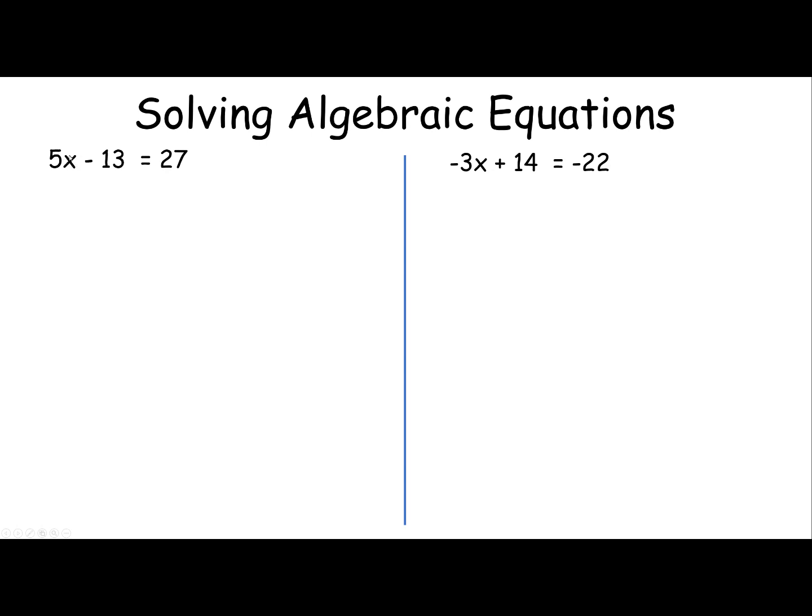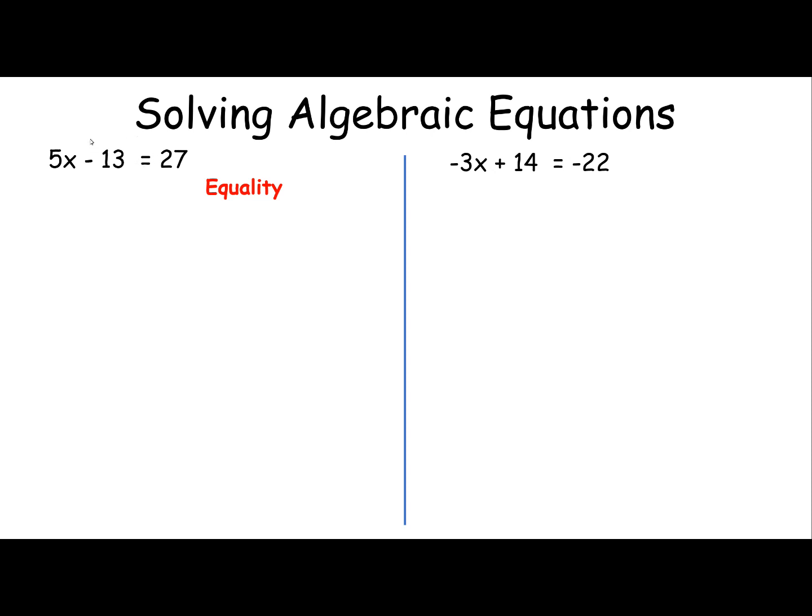So if I want to know what value x has, I need to get rid of the minus 13 and I need to get rid of the times 5. You'll remember the property of equality says I can do anything I want as long as I do it on both sides. Or whatever I do to one side, I have to do to the other.